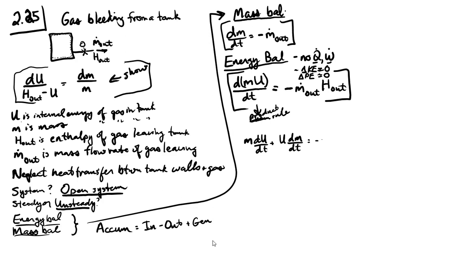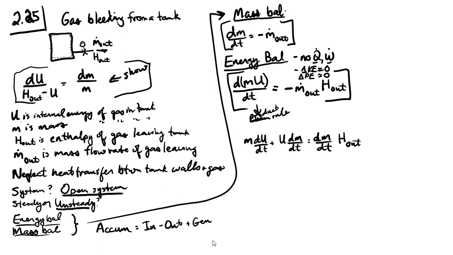What is minus m dot out equal to? Well, here's where you can do another trick. So minus m dot out is equal to plus dm/dt times h out. Don't get confused here. This is minus m dot out, minus m dot out. That's equal to plus dm/dt.